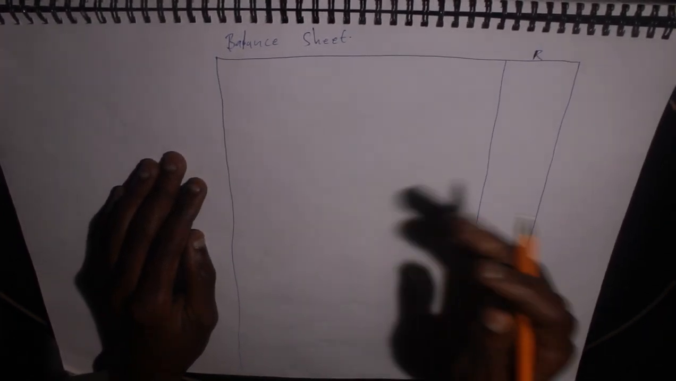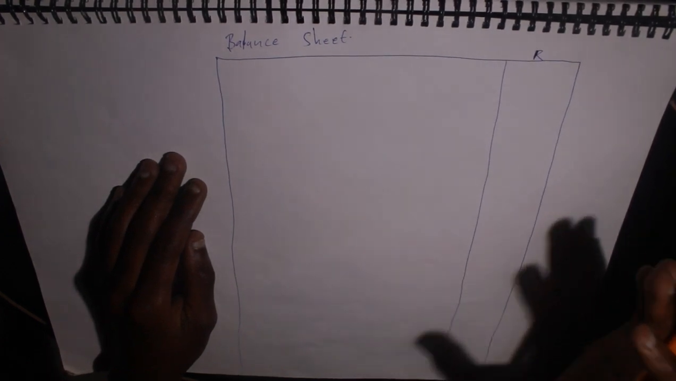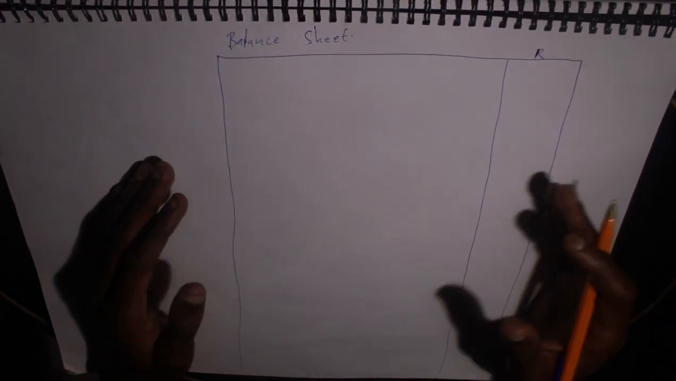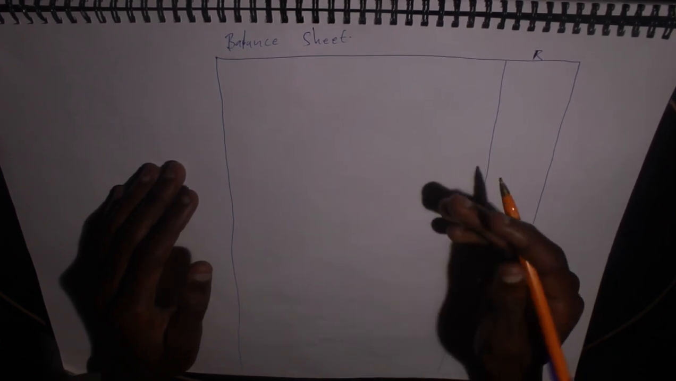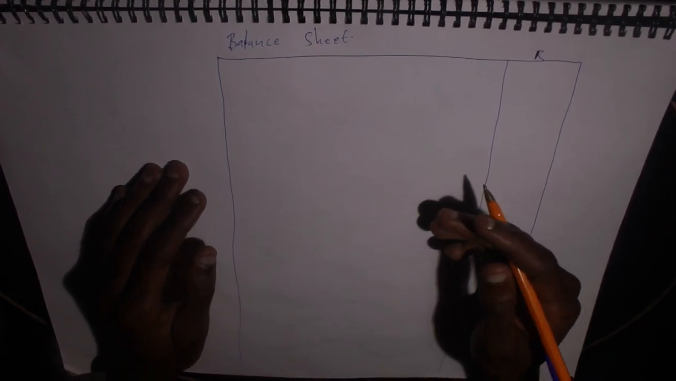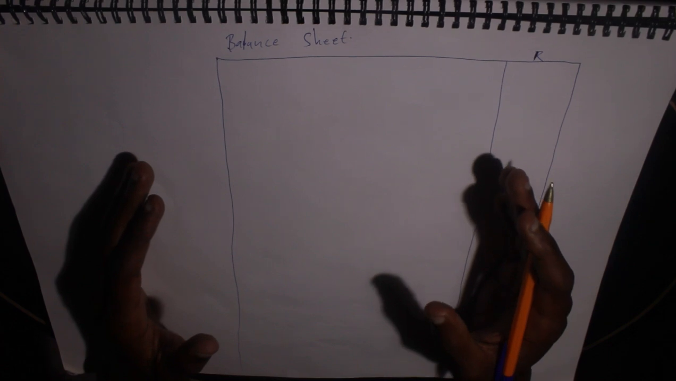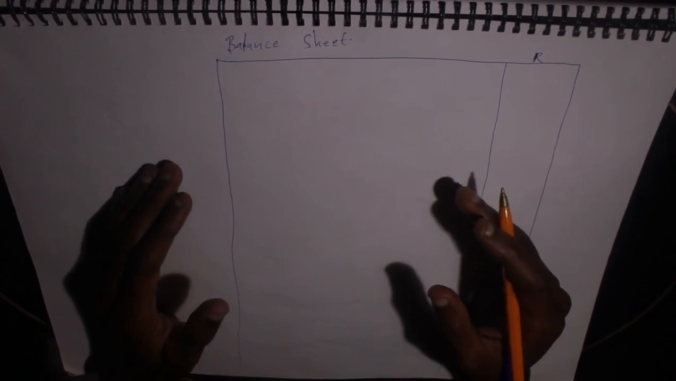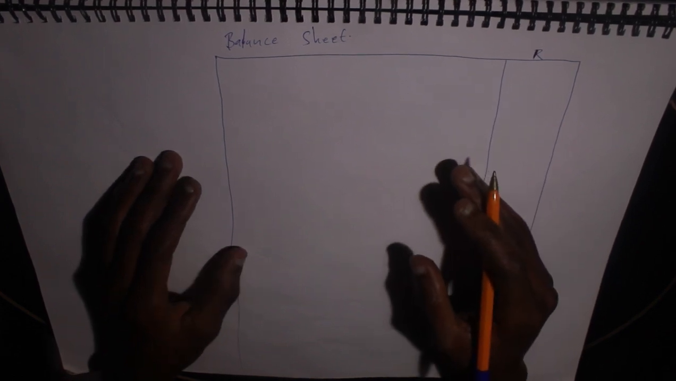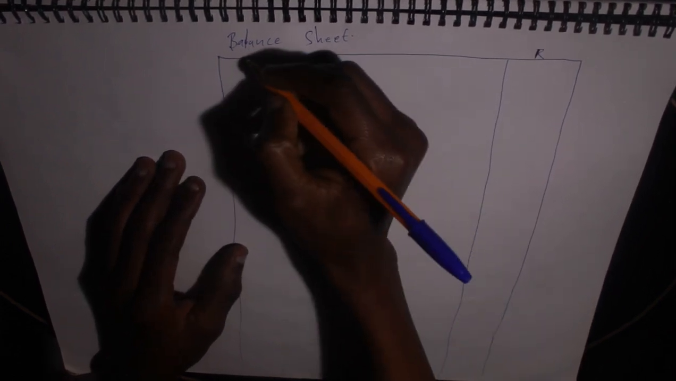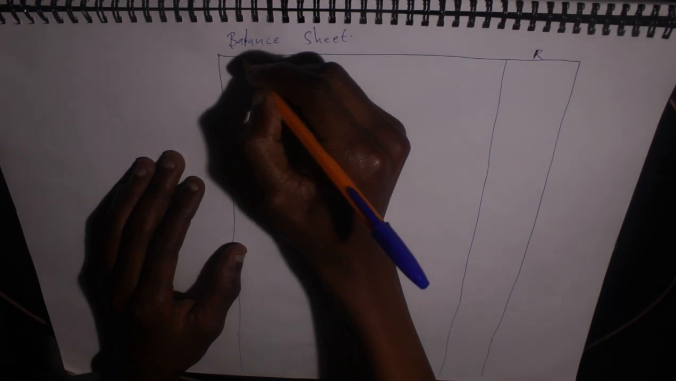So the most important thing before you start anything is to understand the structure and the format of your balance sheet. So I'm going to take you through the structure of your balance sheet. Here we're dealing with the assets and the liabilities and the owner's equity of the business. The first thing, we need to focus on assets.